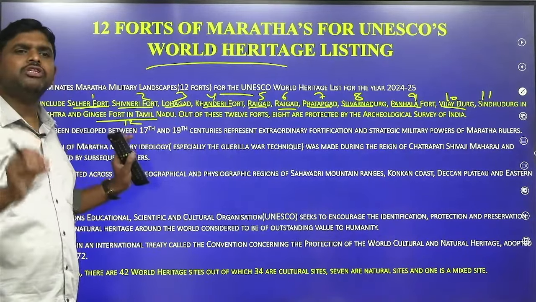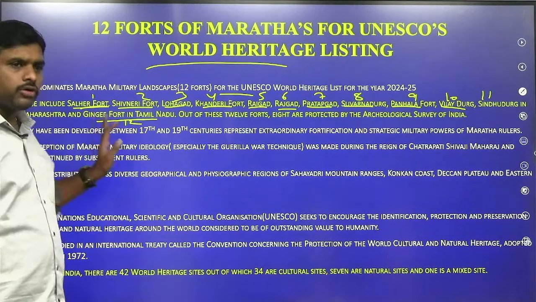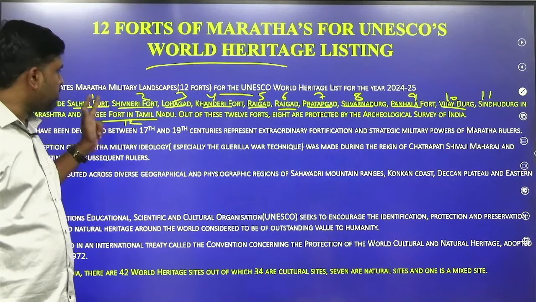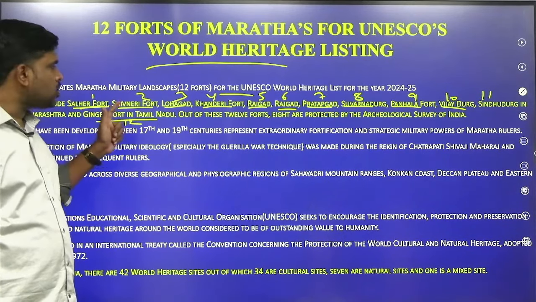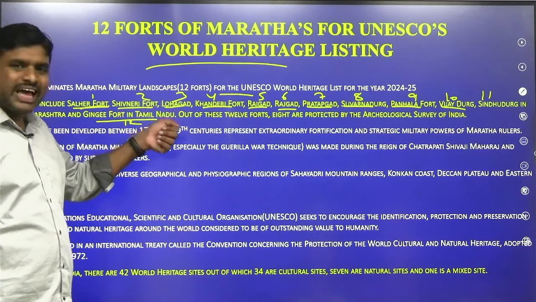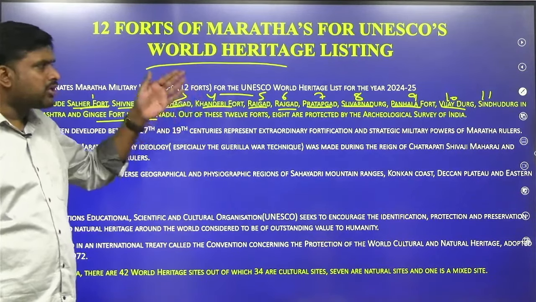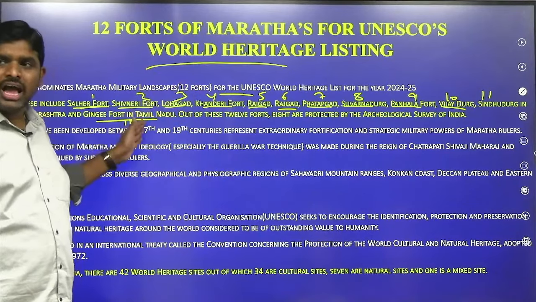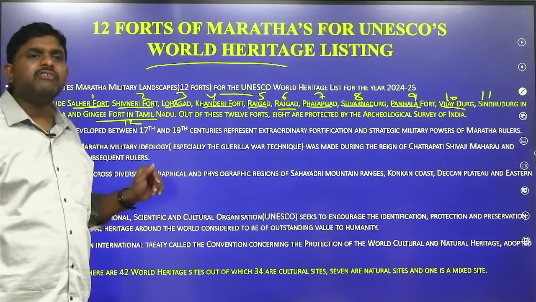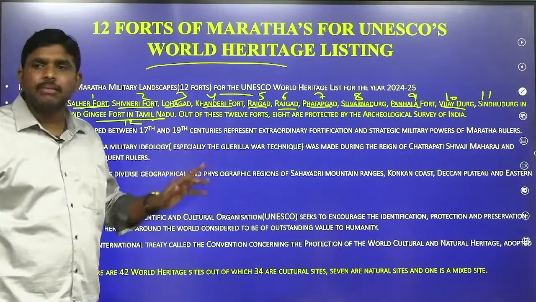So 12 forts were being recommended. Jinji Fort. So the first one is Salhar Fort. Second is Shivaneri Fort. Third is Lohgad Fort. Fourth is Khanderi Fort. Fifth onwards: Raigad, Rajgad, Pratapgad, Suvarnadurga, Panhala Fort, Vijaydurga, Sindhudurga and finally Jinji. There is a Gingee railway station there. Jinji Fort is in Tamil Nadu.